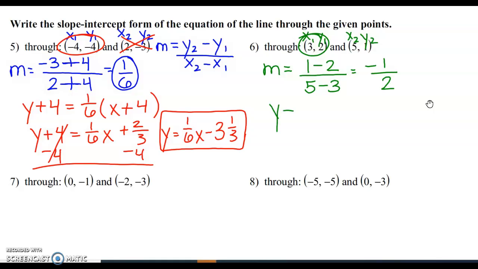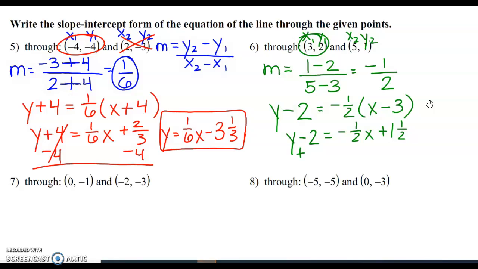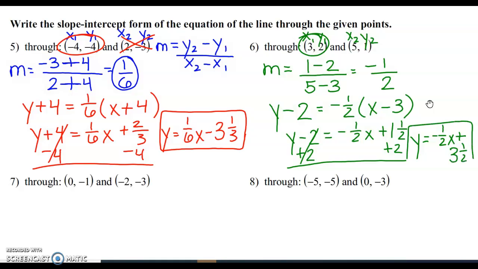So y minus, the y coordinate is 2, equals slope is -1/2, times x minus the x coordinate is 3. So I have y minus 2 equals -1/2. -1/2 times -3 is +1 1/2. To get rid of a -2, we would add 2. And that gets us in slope-intercept form at y equals -1/2 x plus 1 1/2 plus 2 is 3 1/2.